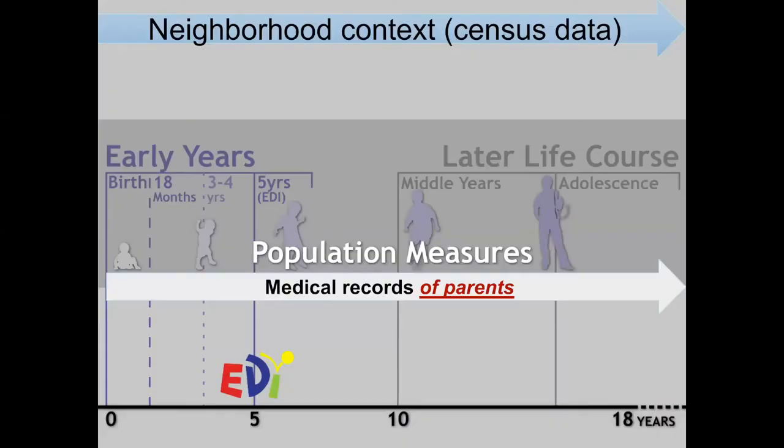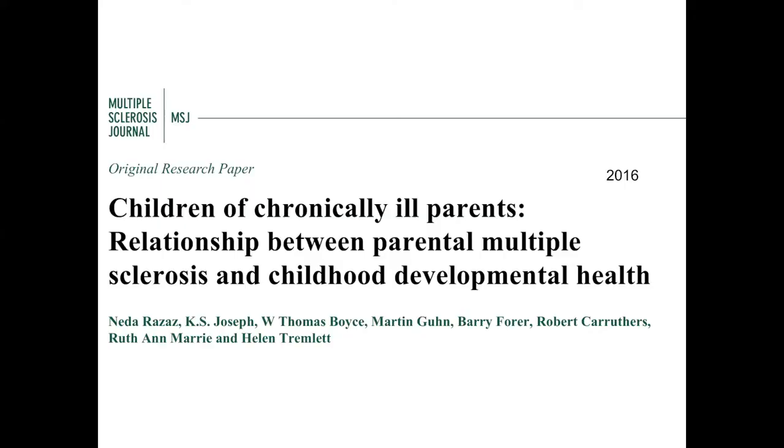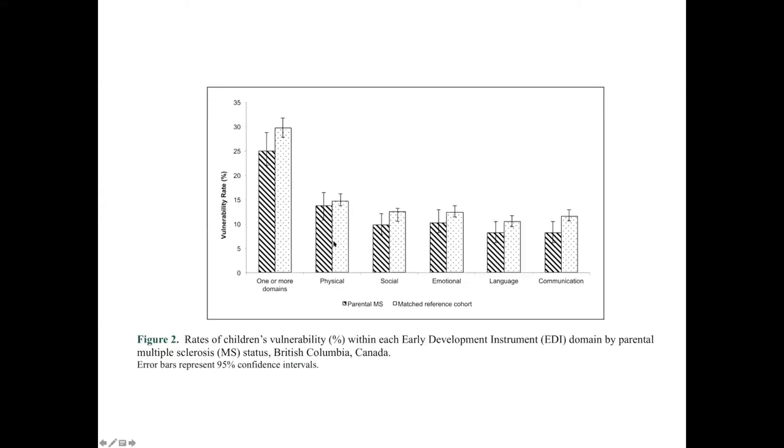So apart from linking to the medical records of the children themselves, another PhD student who worked here at HELP, Nera Razas, linked EDI data to the medical records of the parents for which we had EDI data. And in this particular case, she looked at multiple sclerosis. That was her area of interest. And without going into too much detail about the findings, the interesting piece is that we now can look at parental health outcomes, in this case, multiple sclerosis, and the child development outcomes from a fairly holistic perspective using the EDI data, and see to what extent they are different from the general population.